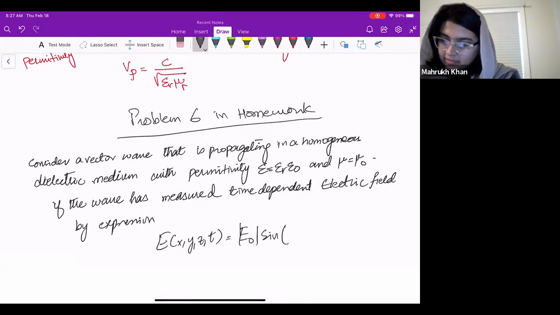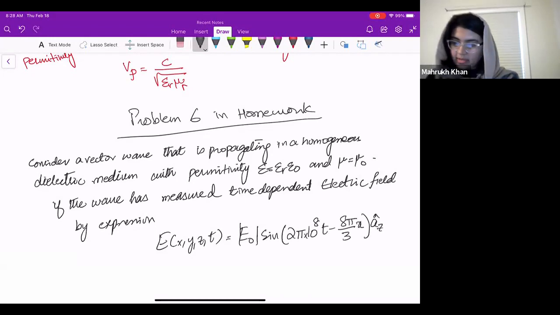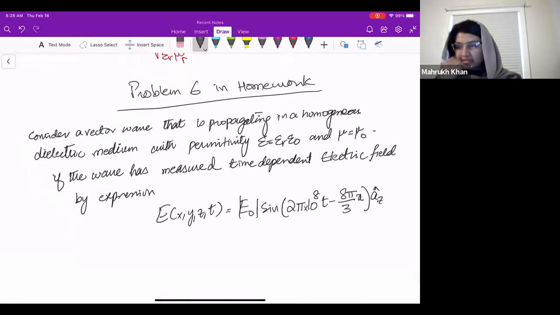So the wave is 2 pi 10 raised to the power 8 t minus 8 pi by 3 x a z. Okay, it means that it has the unit vector z in it. Its direction is in z axis.